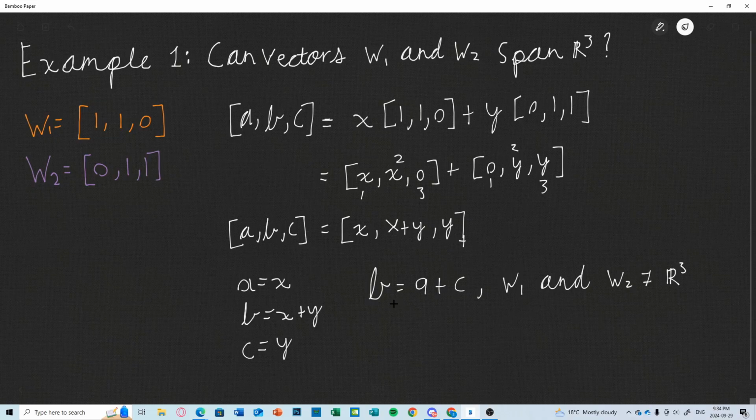Now, we know this isn't true because our A, B, and C are all random numbers. So we could have an instance, I'll write in red, where our A could be 1, our C could be 1, but our B also could be 1. But our B being 1 does not match with our A plus C, meaning that it will not span our R3.